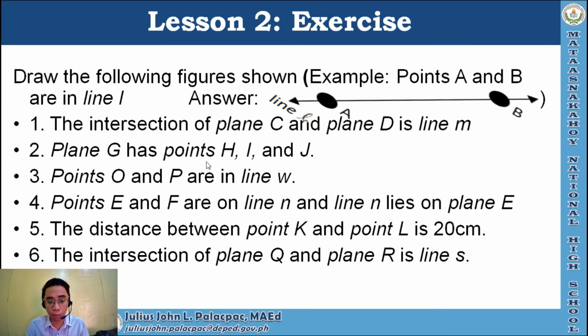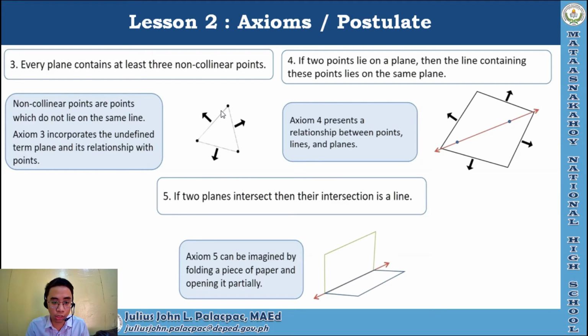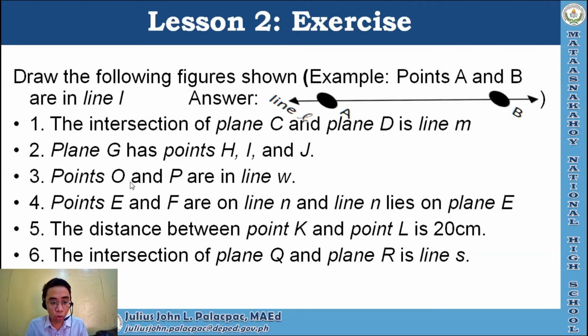Plane G has points H, I, J. So, ito, plane G, so isang plane, may points H, I, J. Diba? Points O and P are in line W. Ito yun. So, dito tayo. Points O at point P ay nasa line W. So, papangalanan nyo lang ng W sa line.